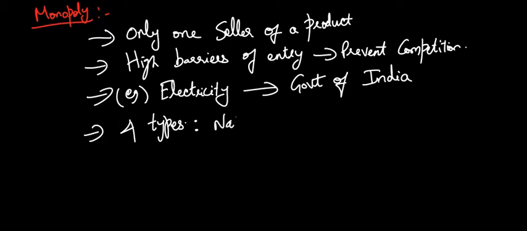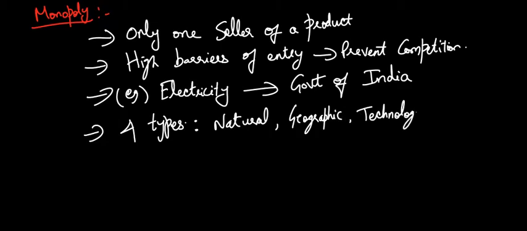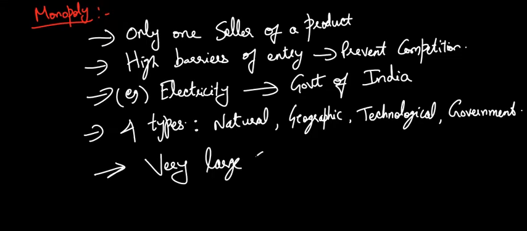That is natural monopoly, geographic monopoly, technological monopoly, and government monopoly. These are the 4 different types of monopoly which exist in any market. In monopoly, the size of the firm is very large, because there is only a single firm catering to the entire market. Now let us see about these four types of monopoly.